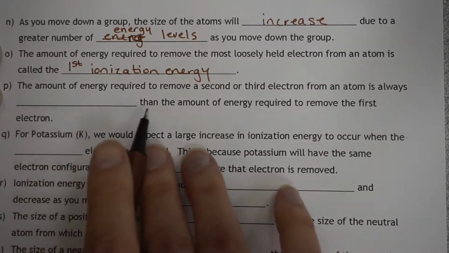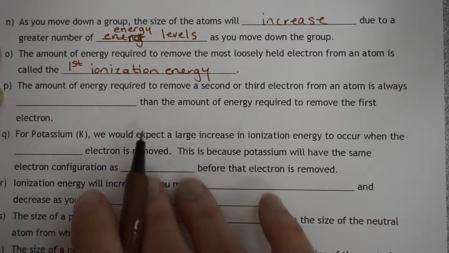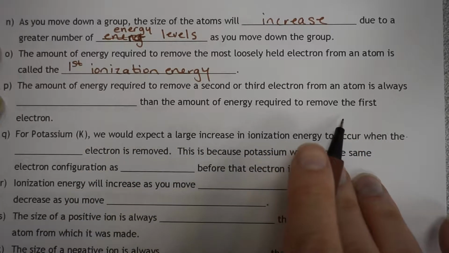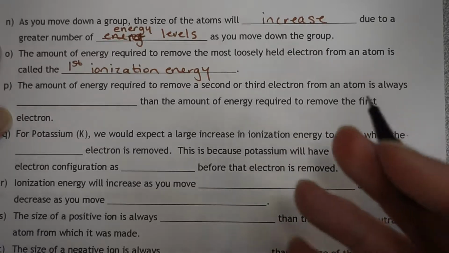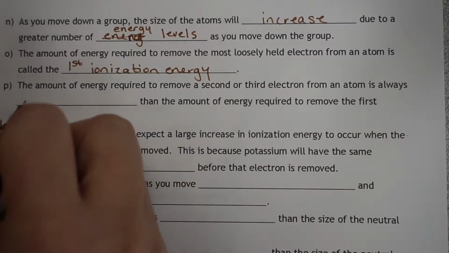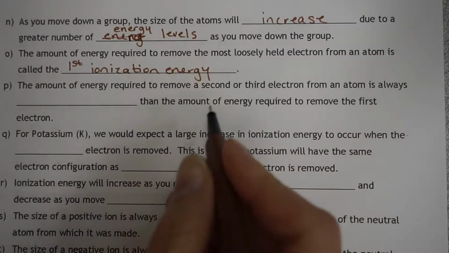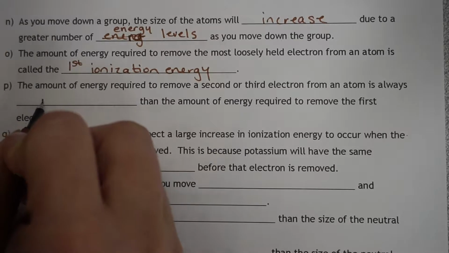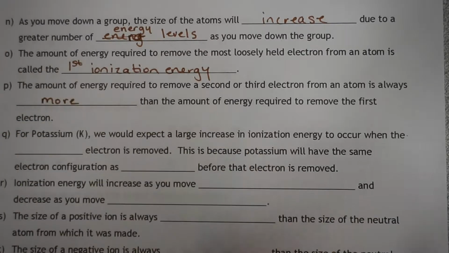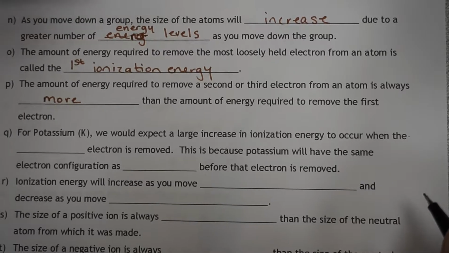Okay, so the amount of energy required to remove a second or a third electron from an atom is always blank than the amount of energy required to remove the first. So it's always harder to take away the second or third, so the amount of energy is always more. Almost messed up the answer. Okay, so the amount of energy required is always more.